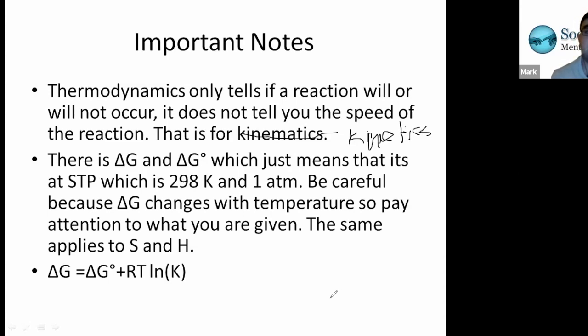There's delta G, and then there's delta G standard, which I talked about earlier, which just means that it's at standard conditions, right? Which is at 298 Kelvin and 1 atmosphere. Be careful because delta G does change with temperature, so pay attention to what temperature you are given.